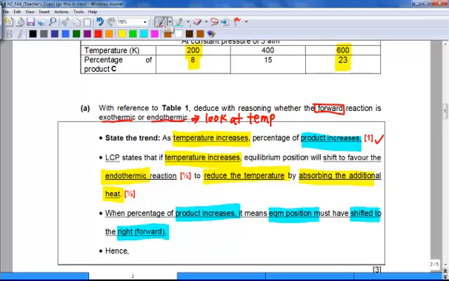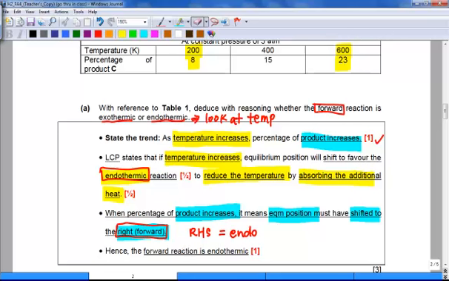So based on this, do a matching. Matching simply means it shifted to the right, and it actually shifts to favor the endothermic reaction. So we know that the right hand side is equals to endothermic reaction. So that means right hand side is just the forward reaction, so we know the forward reaction is endothermic. In this case, the main thing is to do a matching like this. The right hand side is the endothermic reaction. Then I will move on to the next part B.